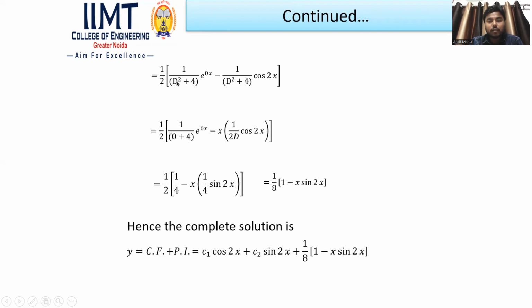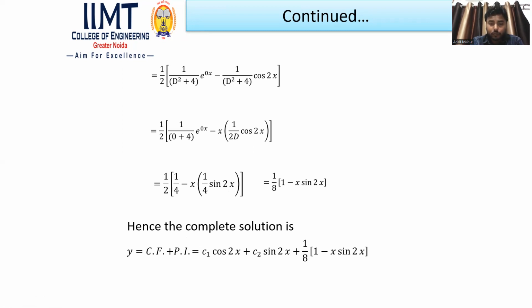First replace D equal 0, and replace D² equals minus a². If we replace D² equals minus a², the denominator equals 0. So differentiate with respect to D and multiply by x, which equals 1/2 times (1/4 minus x times 1/4 sin 2x). Solve this, we get 1/8 (1 minus x sin 2x). So the complete solution is y equals CF plus PI, where CF is c1 cos 2x plus c2 sin 2x, where c1, c2 are arbitrary constants, and PI is 1/8 (1 minus x sin 2x).